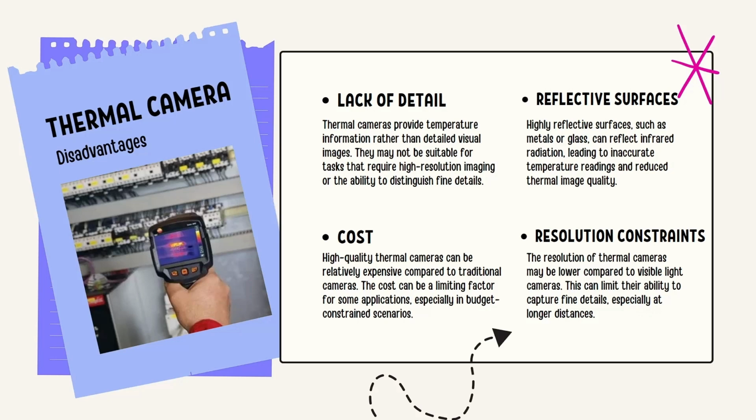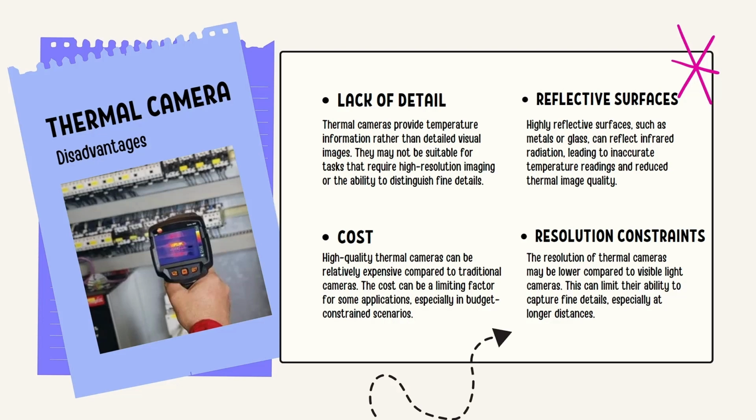First of all, there is a lack of detail in a thermal camera. Since thermal cameras provide temperature information rather than detailed visual images of a person, they cannot be used for tasks that require high resolution imaging or the ability to distinguish fine details. Using heat signatures, we can only depict the outline of a person and not his entire visual features. Next, the cost.